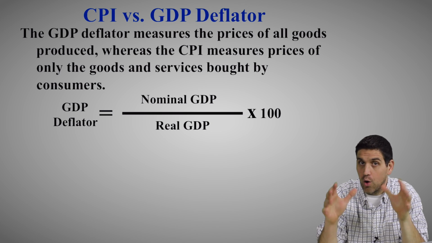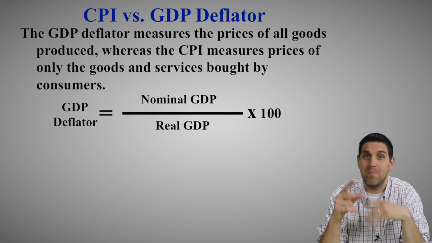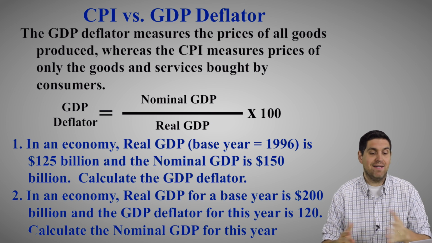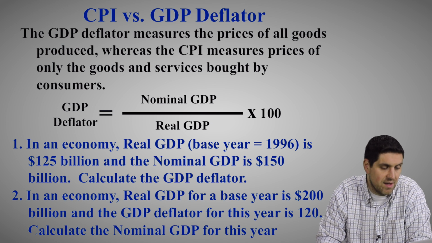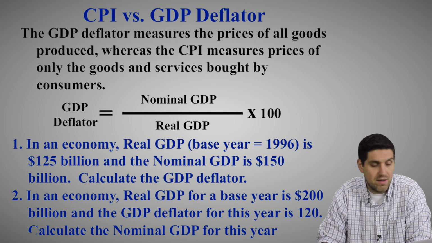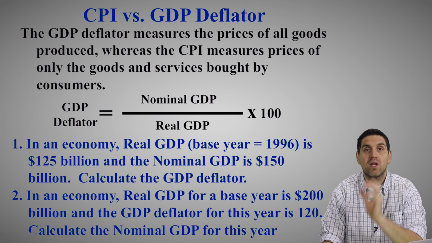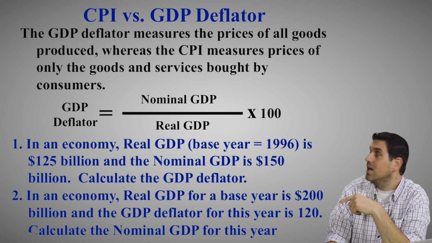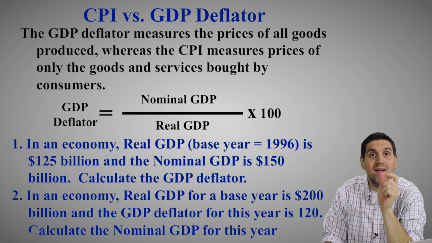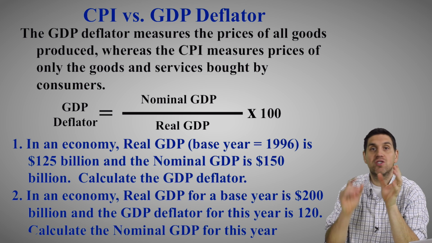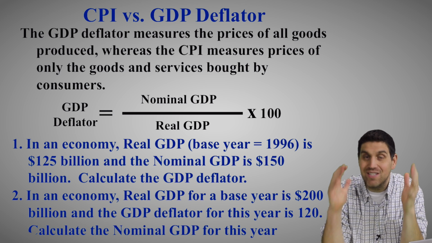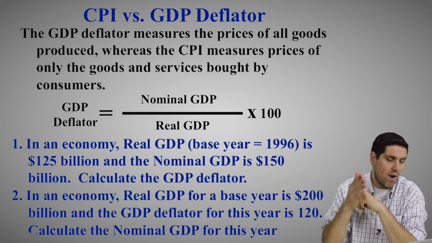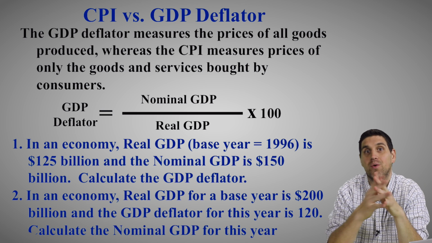Now, there's a bunch of questions on the ultimate review packet, but let's do two questions right here to make sure you're actually getting it and you can use the equation. In an economy, the real GDP for the base year 1996 is 125 billion and the nominal GDP is 150 billion. Calculate the GDP deflator. So you can just throw it in the equation. You got 150 divided by 125 times 100. It pops out 120. That means prices increased 20% since the base year. Remember, it's not a percentage. It's an index number, just like the CPI. So 120 means prices went up 20%, which it did, right? From 125 up to 150, that's an increase of 20%.